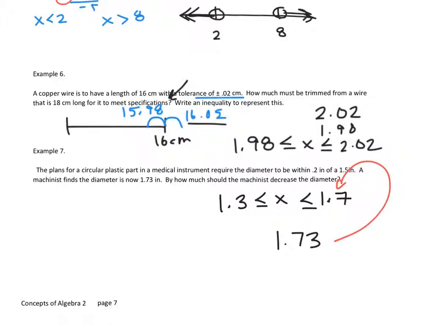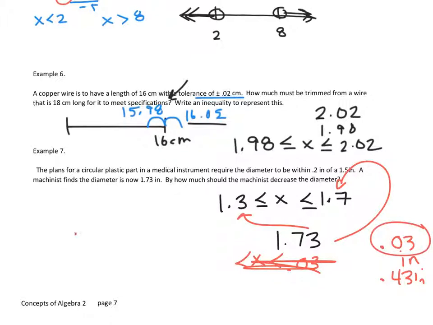Well, we need to get to 1.7, so you could cut off anywhere between 0.03, and how can we get 1.73 to be 1.3? Well, that would be subtracting, or cutting off, actually I should write it like this. So we could cut off 0.03 inches, or we could cut off 0.43 inches and still be okay. So I'm going to write this as an inequality, putting the least number first. So 0.03 is less than or equal to x is less than or equal to 0.43.